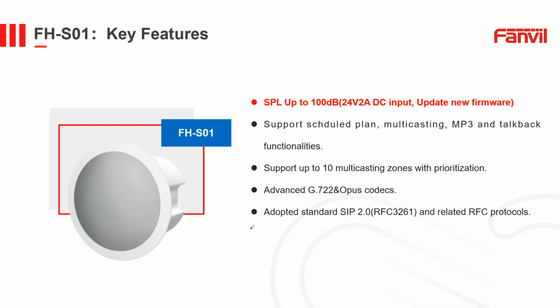And next, I'm going to share with you the IP ceiling speaker FHS01. Maybe some customers already bought our IP ceiling speaker, and recently we have improved the product, mainly its volume. Its maximum volume is now up to 100 dB, with 24 volt and 2 ampere DC input. And if you already bought our IP speaker, just updating to the new firmware is okay.